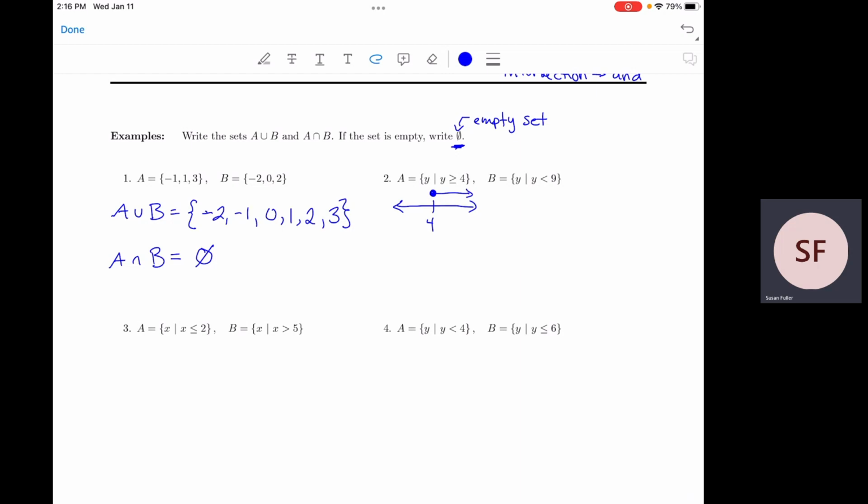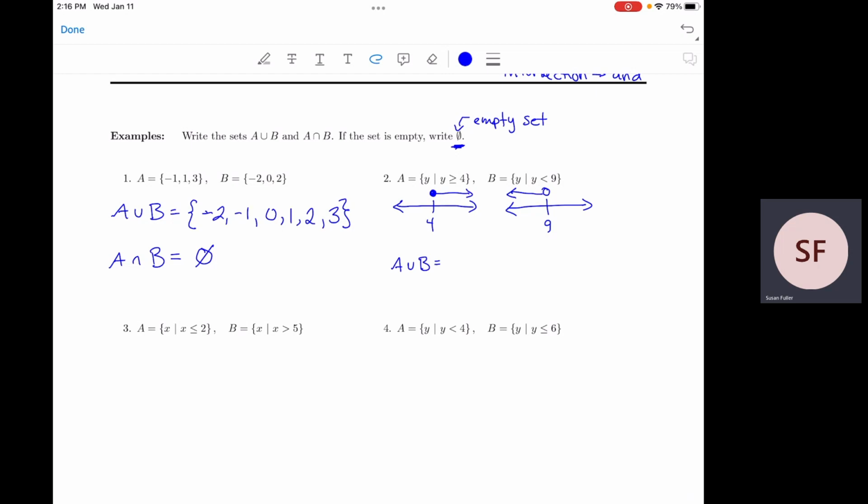B is the set of all numbers y such that y is less than 9. So B here looks like it's going to be an open circle at 9 and anything less than that. So here on the left, this number line is what the set A looks like, and this number line on the right is what B looks like. So let's start thinking about A union B.